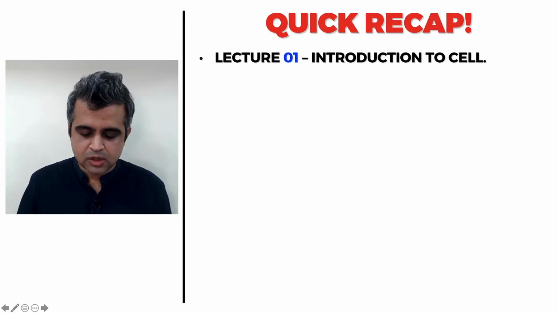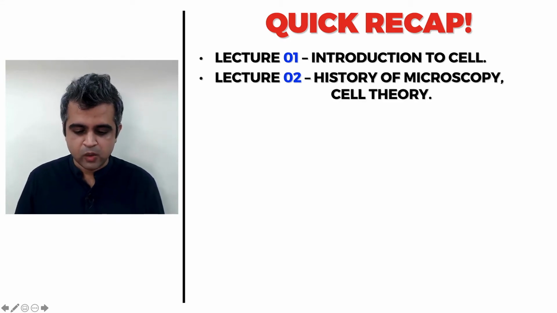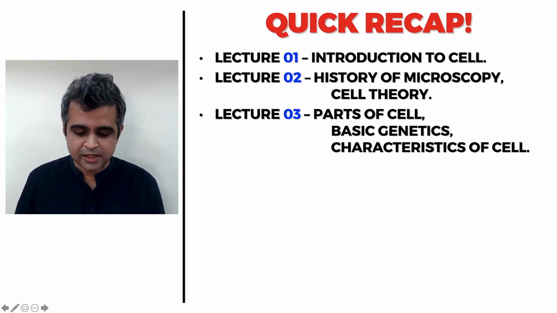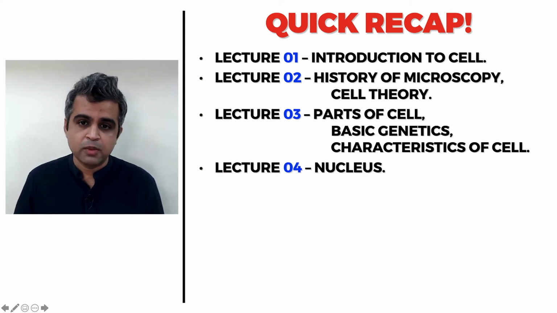So, as far as this chapter, Cell, the Unit of Life, is concerned, we have finished Introduction to Cell in lecture number 1. In lecture number 2, we spoke about history of microscopy and cell theory. In lecture number 3, we spoke about parts of cells, basics of genetics and characteristics of a cell. In lecture number 4, we spoke about the nucleus.